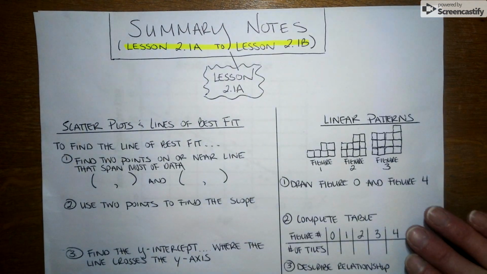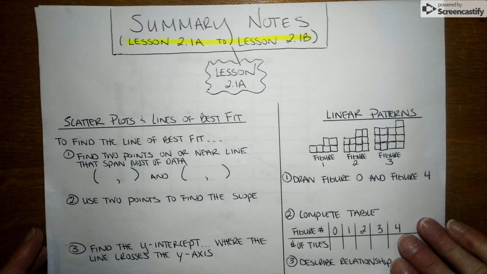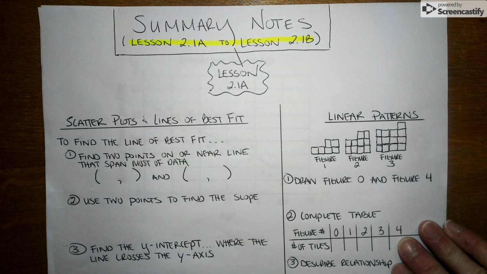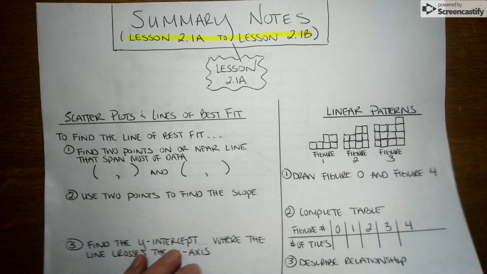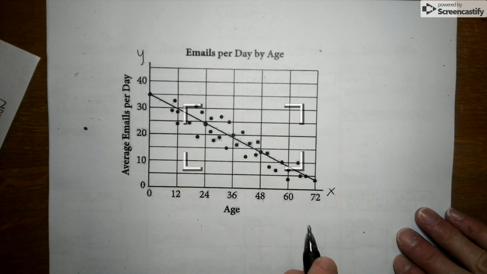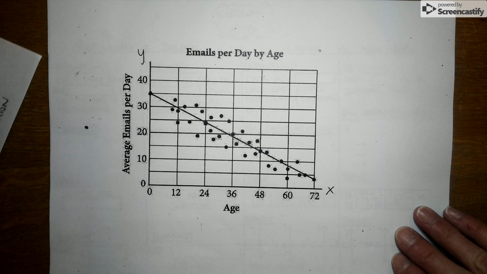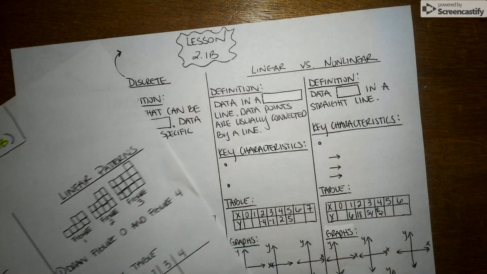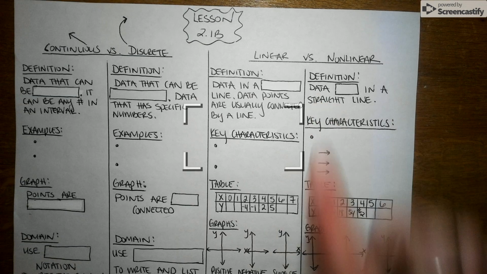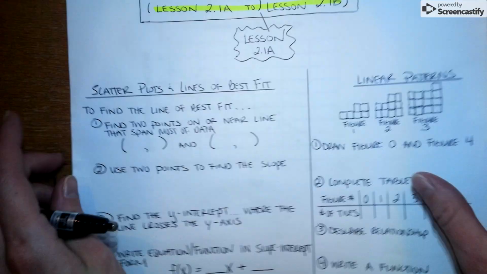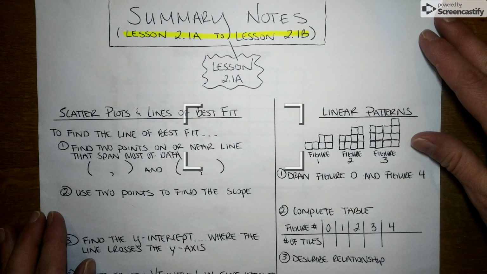You should have gotten back from the printer and have gotten 3 pieces of paper. First, the first part of the summary notes, which is lesson 2.1a. Then this graph, which we will be referring to in a little bit when we talk about scatter plots and lines of best fit. And then finally, the sheet that will cover information from lesson 2.1b. So let's go ahead and start on our first page.